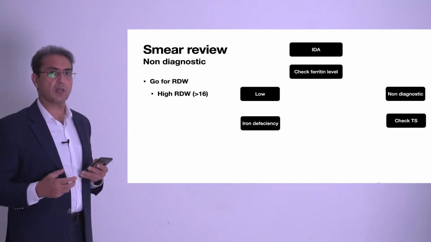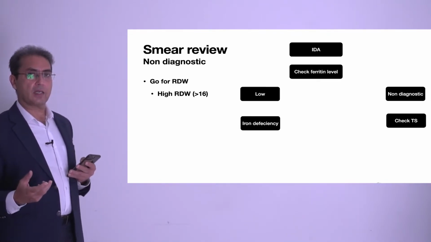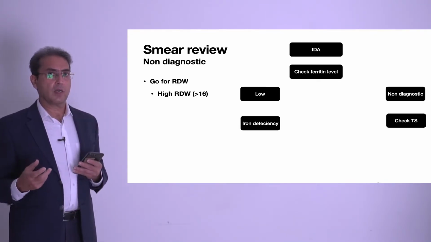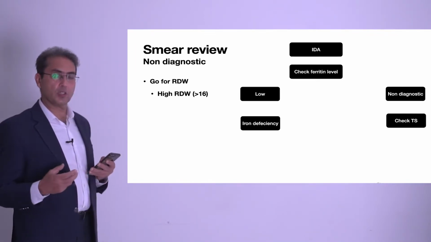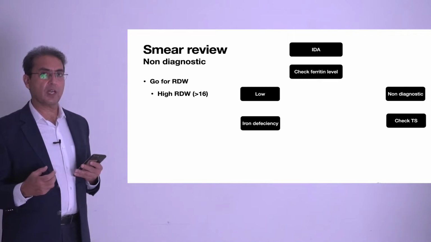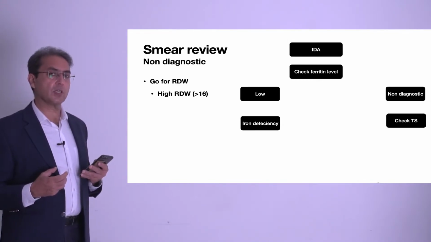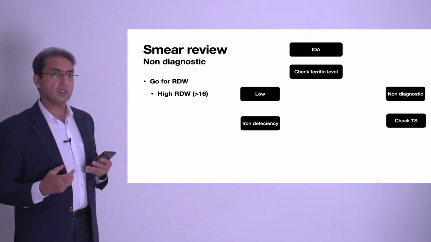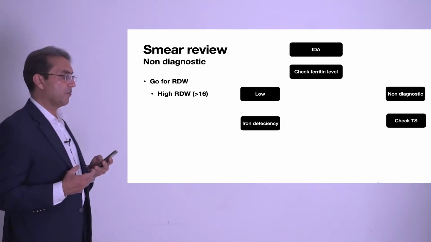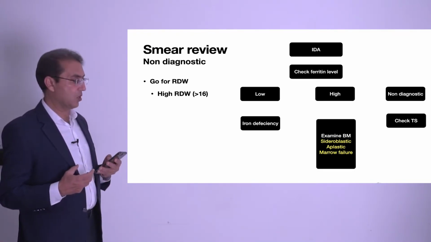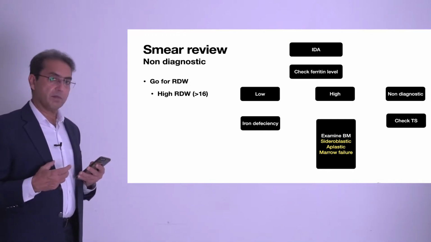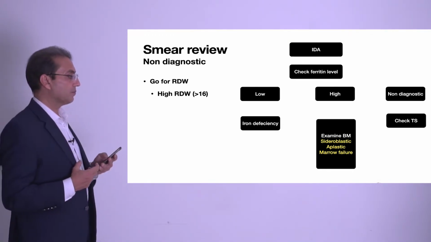Transferrin saturation can be calculated from iron and total iron binding capacity, that is TIBC. If the transferrin saturation is low, this is iron deficiency anemia. If the transferrin saturation is high, more than 40, this is not iron deficiency anemia. We have to go to bone marrow. We may find the patient has sideroblastic anemia, or there may be marrow failure anemia.